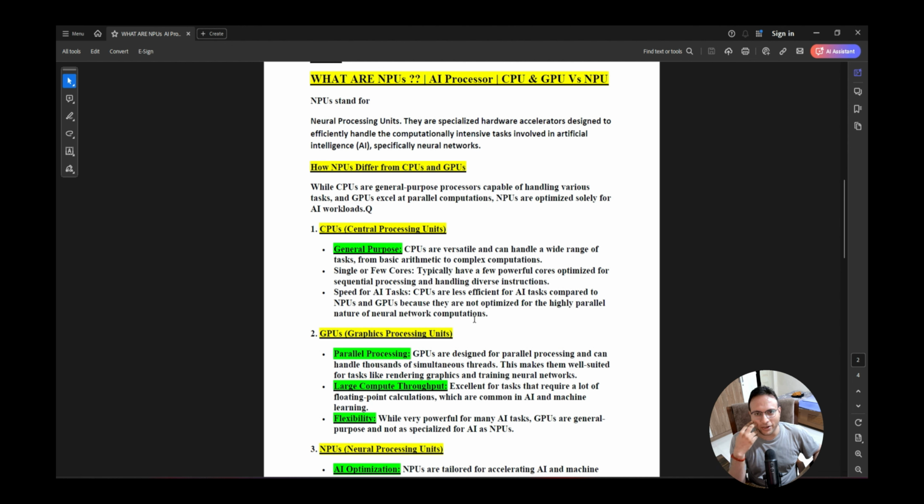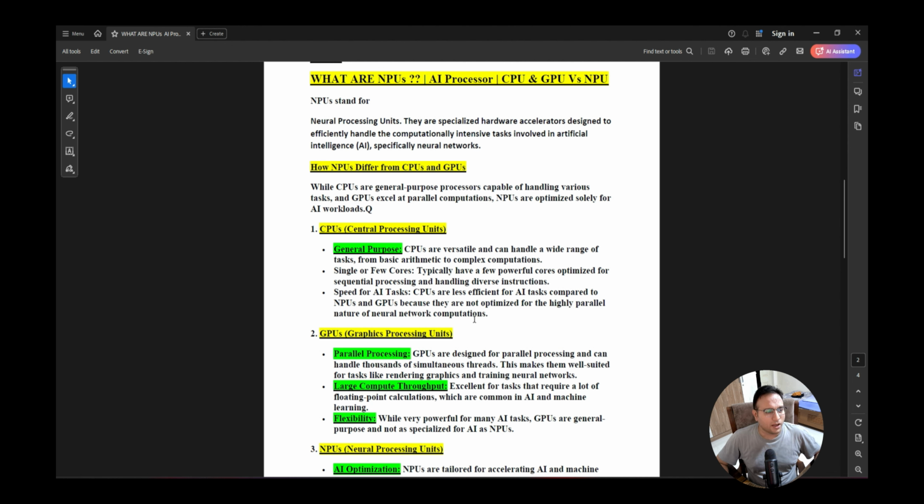But I'm sure that in the current scenario, no one can rely only on the CPU. Everyone requires high computation power, even on a laptop, a phone or a desktop. You are probably already on a GPU, or planning to go for one. Going further, in the case of the CPU we have either a single core or a few cores. We don't have a lot of cores inside, so the speed is a bit slow in comparison to others. CPUs typically have a few powerful cores optimized for sequential processing and handling diverse instructions.